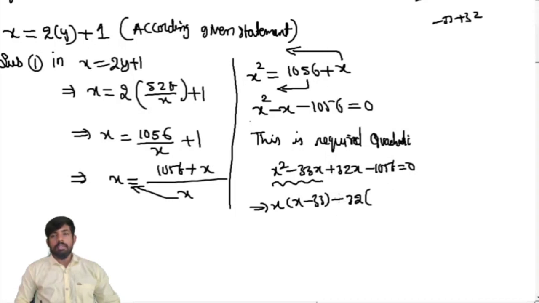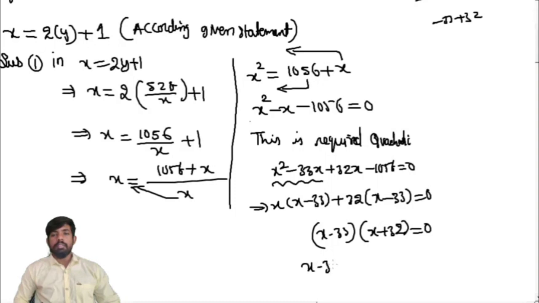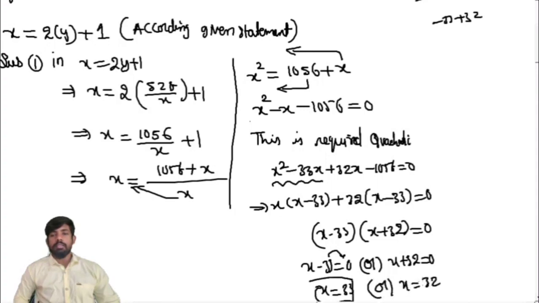Okay, take common: x minus 33 equals 0. (x minus 33) into common, x minus 33 take common, x plus 32 equals 0. Now from here, x minus 33 equals 0 or x plus 32 equals 0. And from here x equals 33 or x equals minus 32.